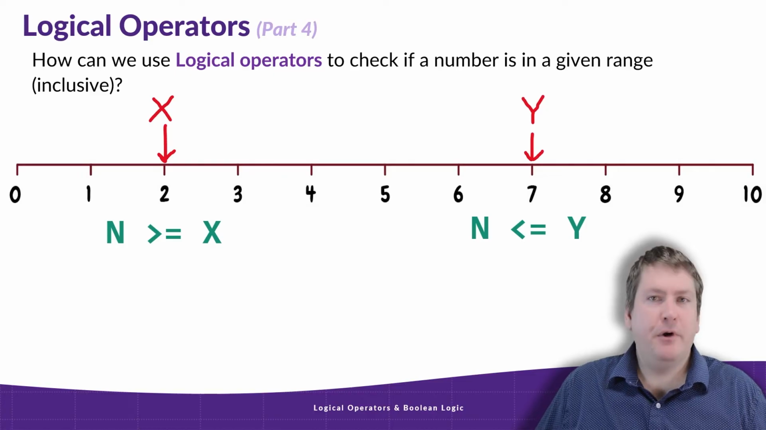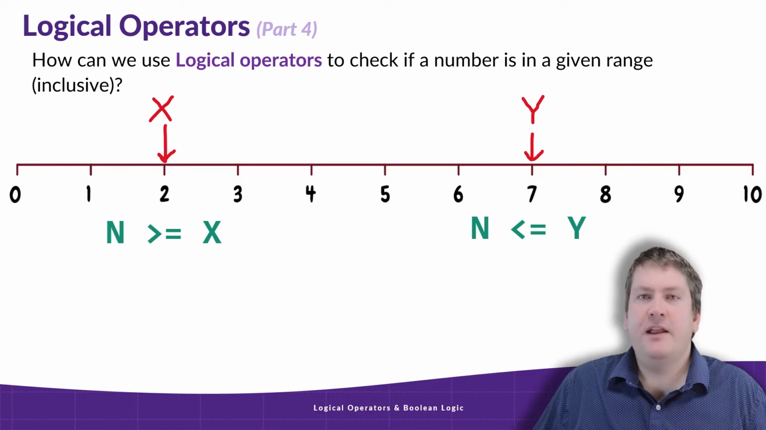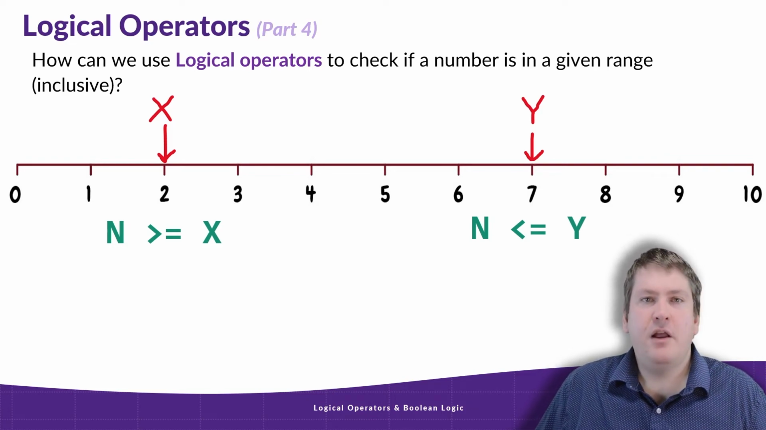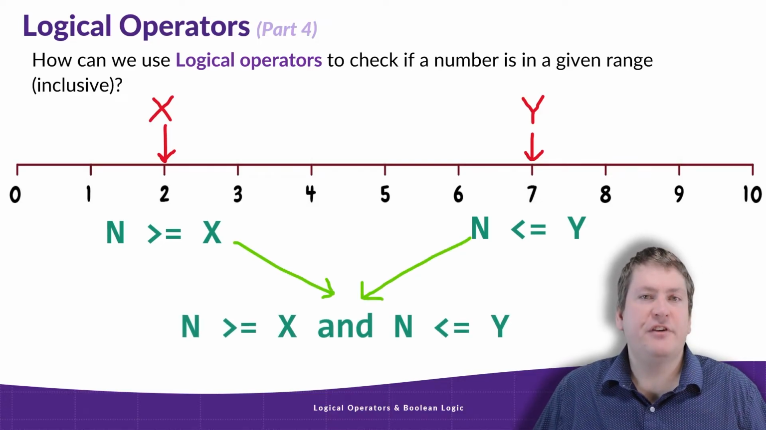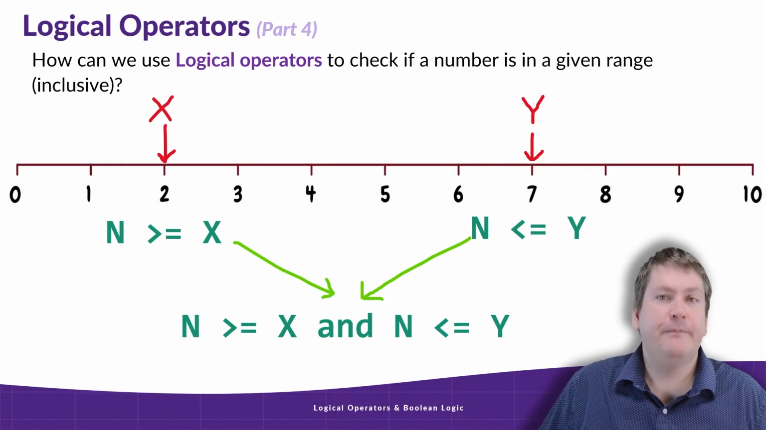So at this point, we know both of these conditions need to be true for n to be in the range. Either condition on its own isn't enough to check if n is in the range. But how do we combine them? Well, in this case, we want both conditions to be true, so the logical operator we should use is AND.